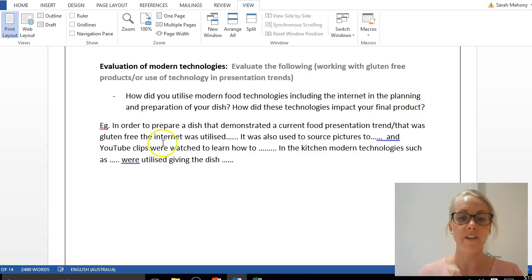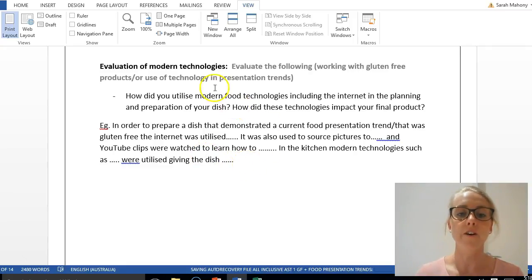For example, we've got a bit of a sentence starter and fill the gaps here. In order to prepare a dish that demonstrated a current food presentation trend, or in order to prepare a dish that was gluten-free, the internet was utilised. Now, I know you've all used the internet with doing some research, watching YouTube clips, so you've definitely got some of that to talk about. It was also used to source pictures, if you found a picture on the internet of your dish, and YouTube clips were watched to learn how to do a particular skill or how to plate it up. In the kitchen, modern technologies such as, etc., were utilised, giving the dish, etc.